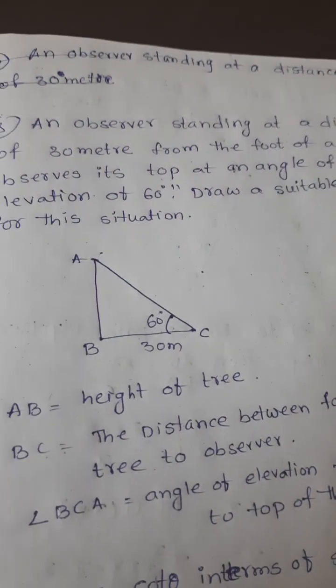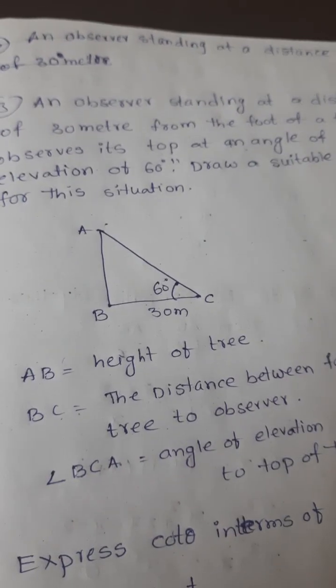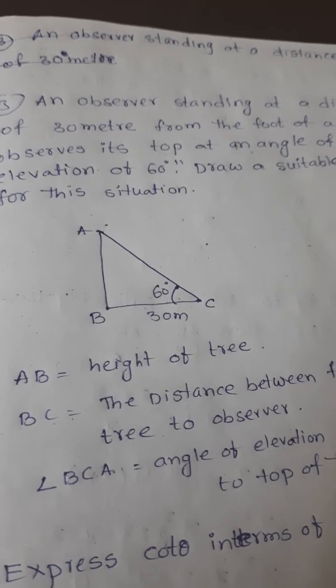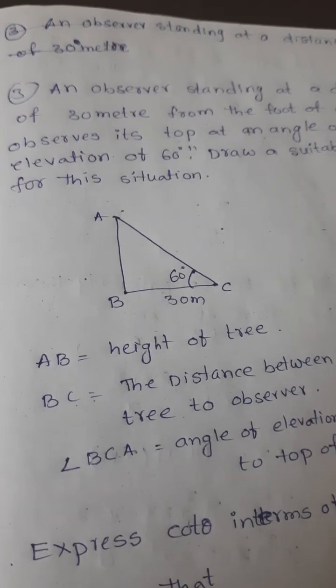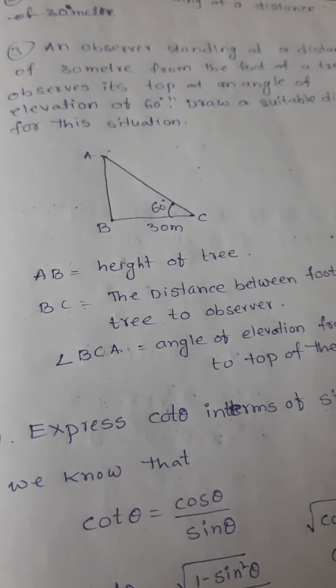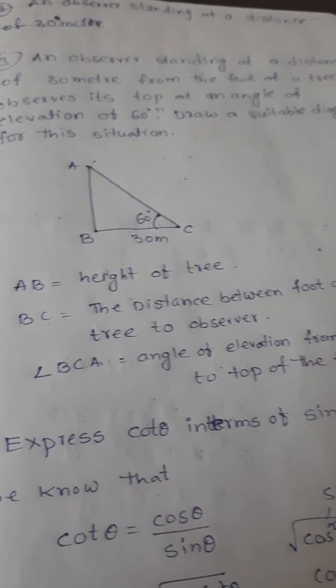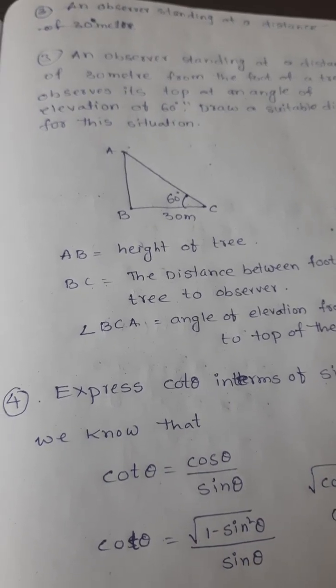Third question. An observer standing at a distance of 30 meters from the foot of a tree observes its top at an angle of elevation of 60 degrees. Draw a suitable diagram for this situation.